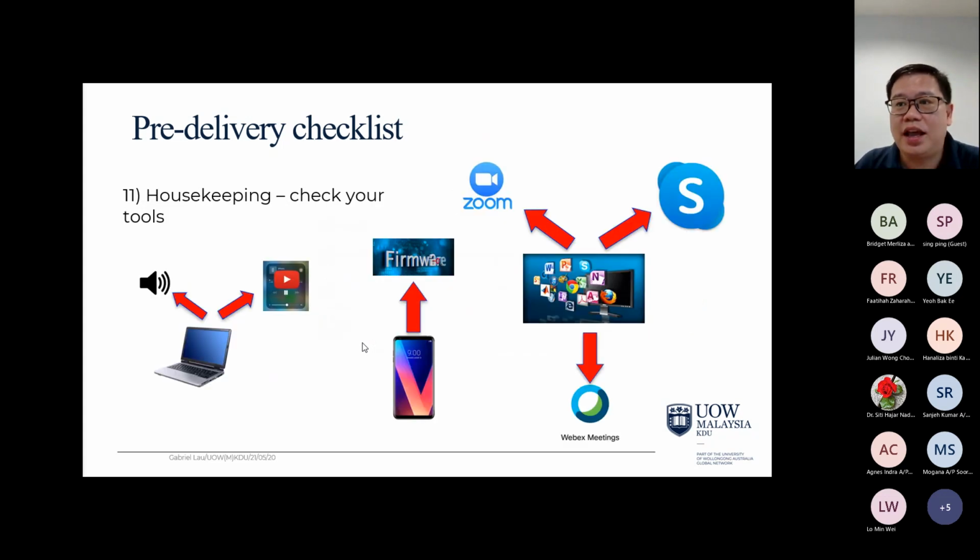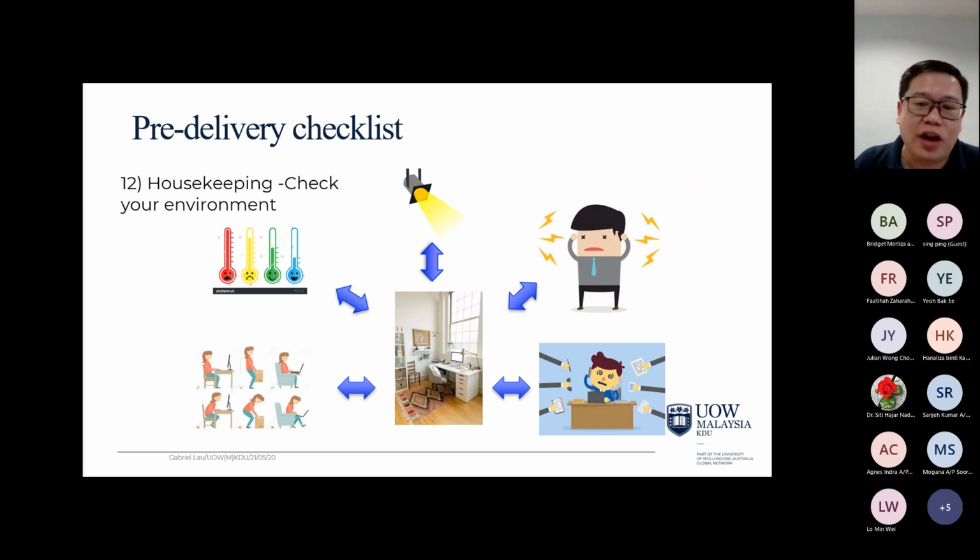Okay. And then housekeeping, check your tools. Make sure you have the right updates. When you do online lessons, your firmware, your updates, and so on. Make sure everything is there. Okay. And then check your environment also, the environment that you are in. You have to ensure that the environment you're in is conducive when you do online learning. Like for me, currently in my office, it's very conducive. It's quiet. Aircon works. There are no distractions.